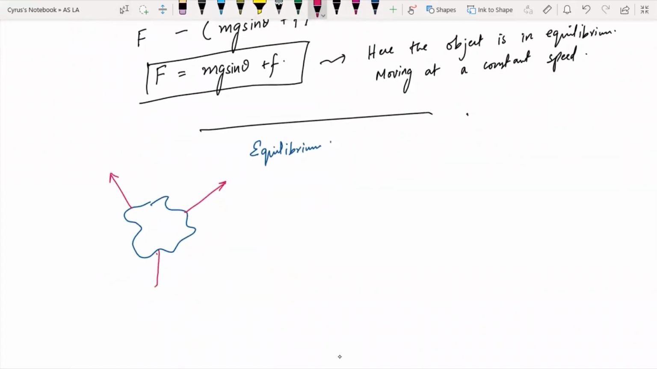And we have one force which is acting here. If I ask you whether it is in equilibrium or not, is it in equilibrium? Do you think it is? Why do you think it's not?